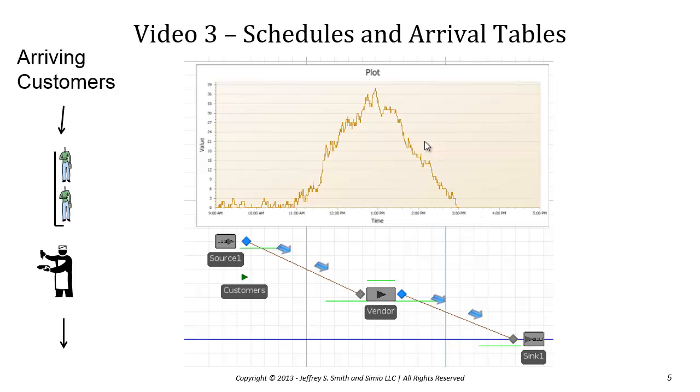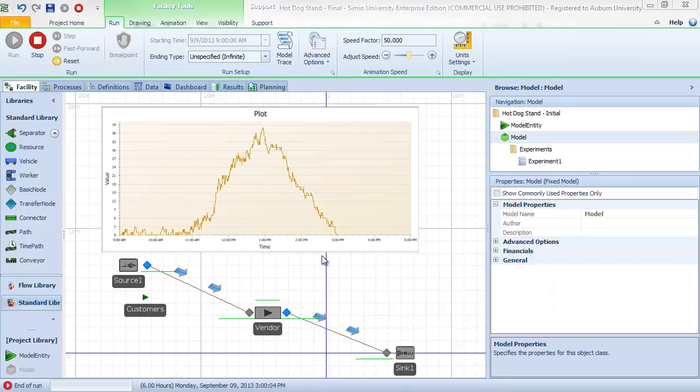And the second thing we'll look at in this video is how to implement something called an arrival table, where we can actually read external data that specifies arrivals to our system, and then we can do experimentation based on those actual arrival times. So here we are with our model, and we have run in interactive mode. And so what we see here is we have arrivals faster than we can process during this lunch rush, which we knew was going to happen when we looked at our data.